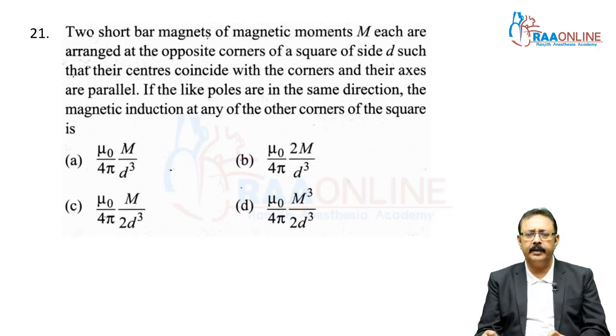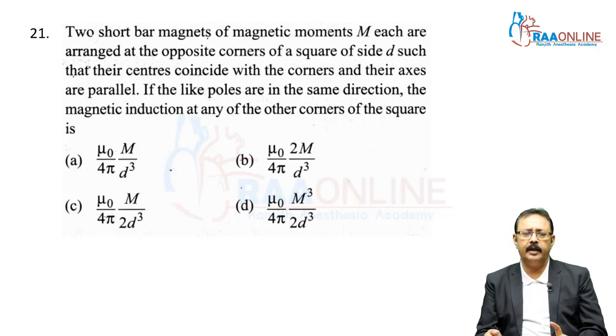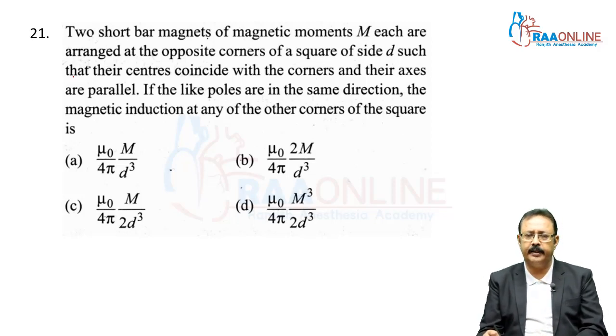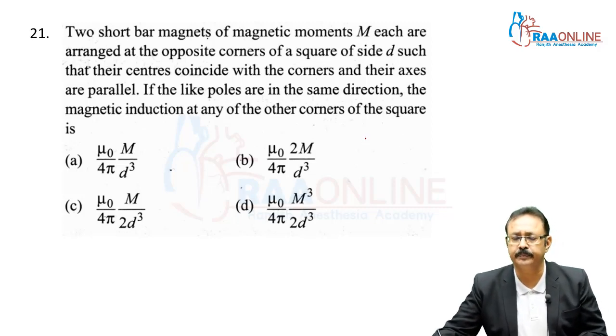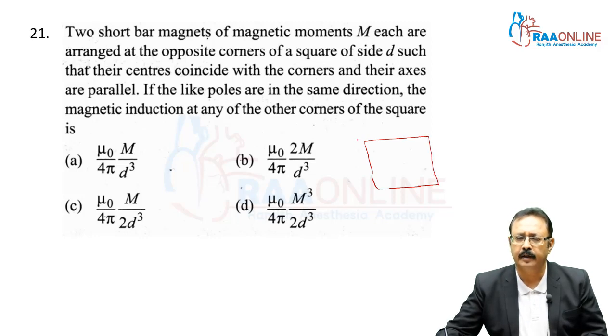Two short bar magnets of magnetic moments M each are arranged at opposite corners of a square of side D, such that their centers coincide with the corners and their axes are parallel. If the like poles are in the same direction, the magnetic induction, meaning magnetic field, at any of the other corners of the square is C. What are they talking about? It is a square of length D, with corners A, B, C, D.